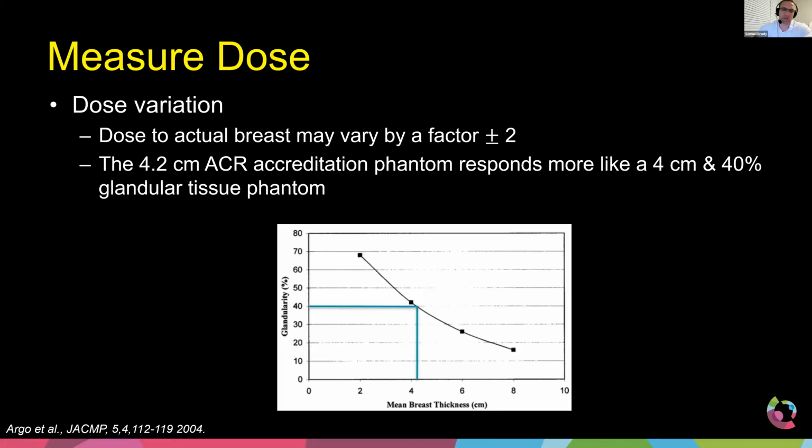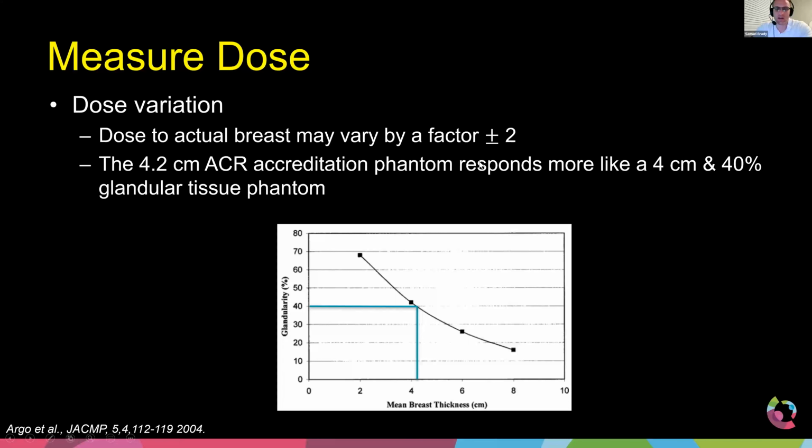So when we look at this variation across the general spectrum of compressed breast thicknesses, we see that there is basically a plus or minus two, a factor of two in dose. So it varies quite a bit in radiation dose across what you would probably consider a small spectrum of say 2 to 8 centimeters. But within that same spectrum, you'll see the dose change by up to a factor of two.